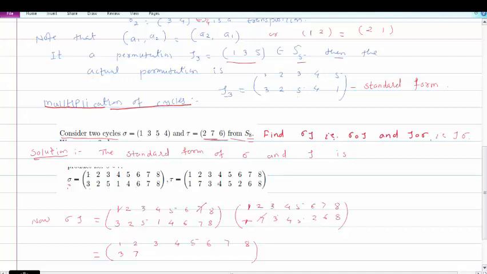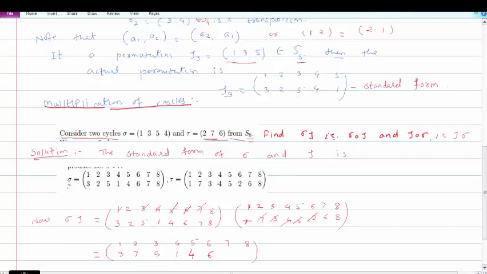Here 3 goes to 3, and again this 3 goes to 5. So the image of 3 is 5. 4 goes to 4 here, and this 4 goes to 1. So 4 goes to 1. Finally 5 goes to 5, and 5 goes to 4 here. Here 6 goes to 6, so 6 goes to 6.